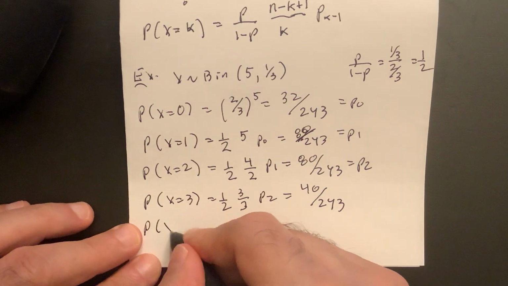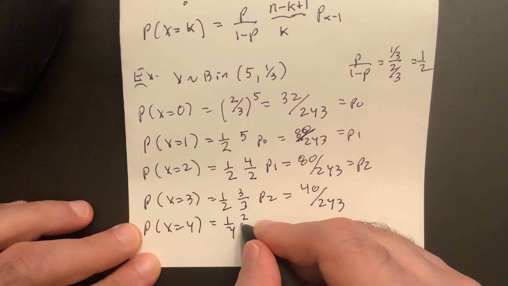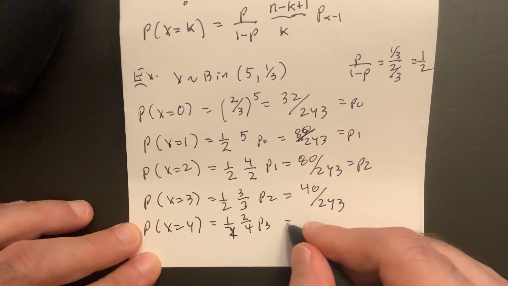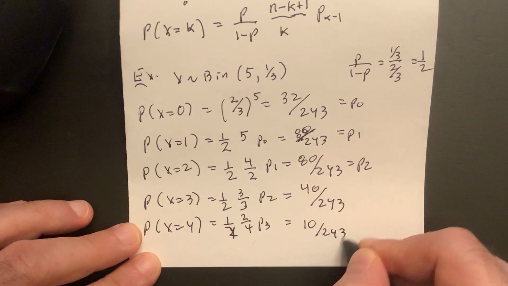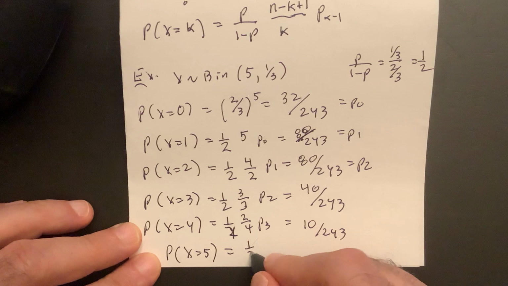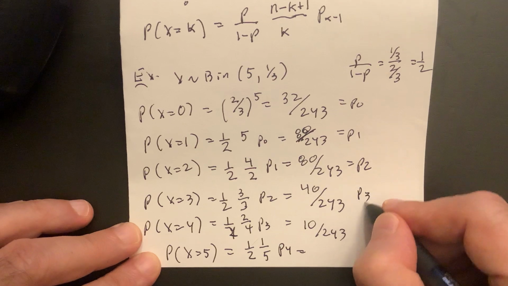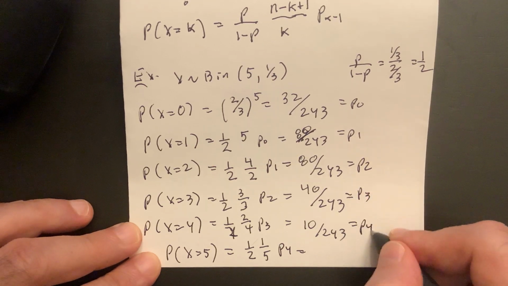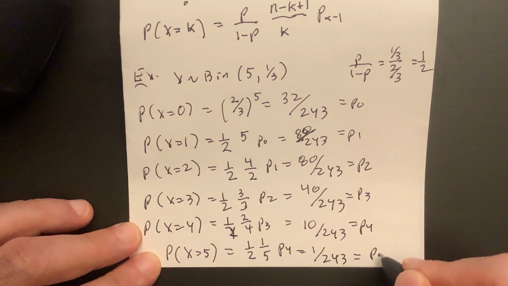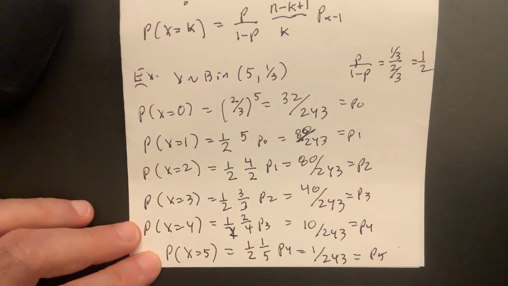Continuing, I have probability x equals 4, 1/2. And now I have 2 over 4 times p3, so I get 1/4 of this, 10 over 243. And lastly, you could do it, but let's see if it works. Probability x equals 5 is 1/2, and I'm down to 1 over 5, times p4. So I get 1/10, so I get 1 over 243, which is right, this is p5. Okay, that looks good. I'll see you on the next one.